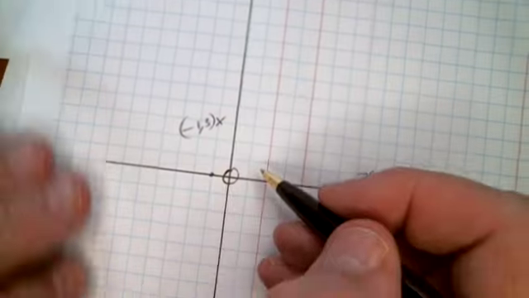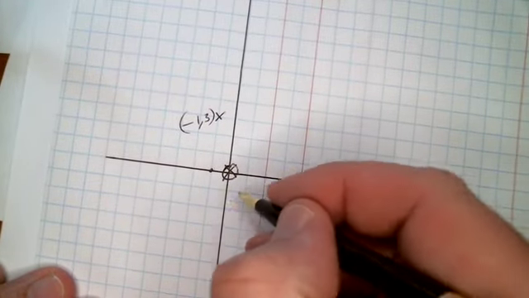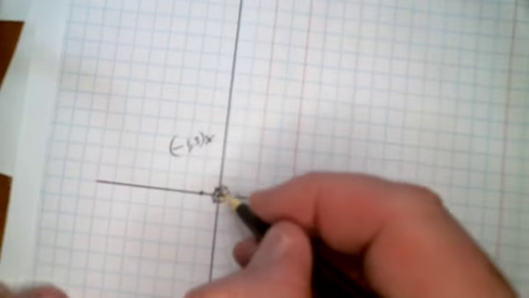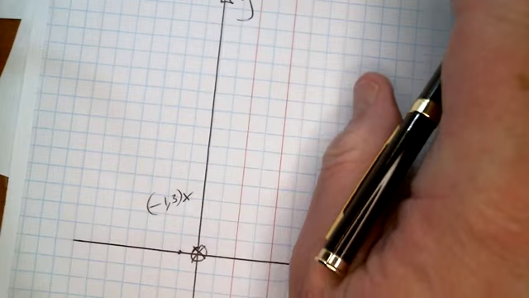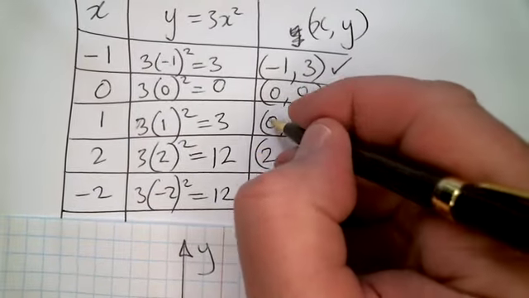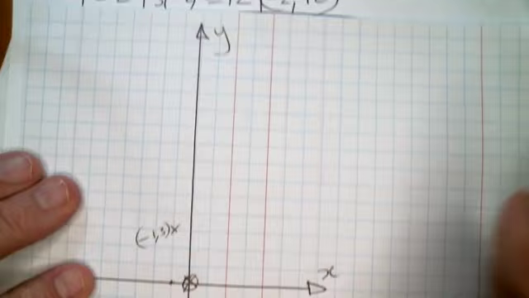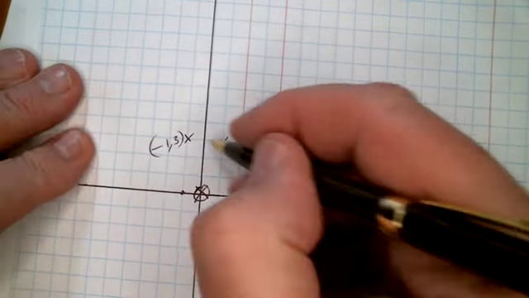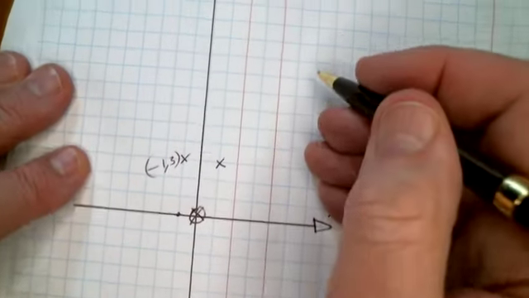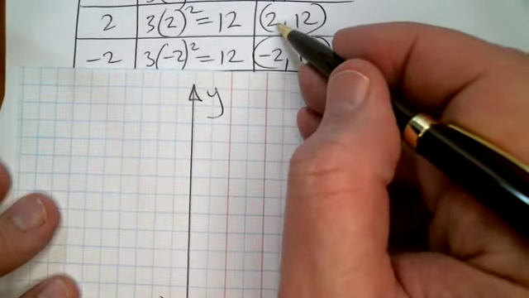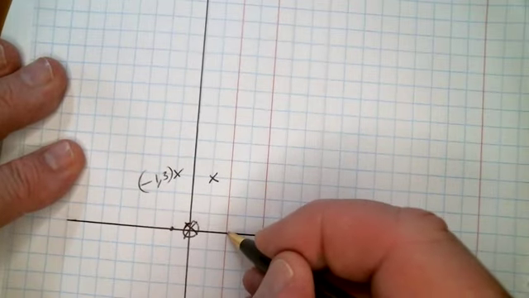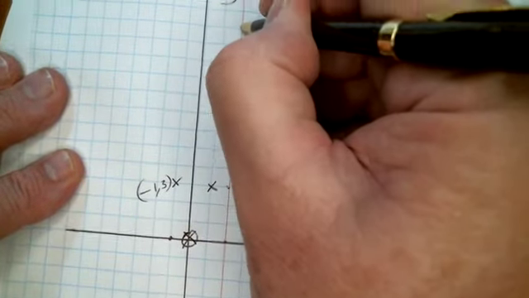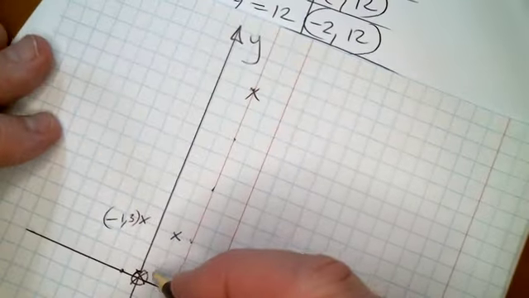0 comma 0, there it is. I'm not going to put the point for that one. But I've got a 1 comma 3. Oh, wait, sorry, that's meant to be a 1. So 1 along, 3 up. In any case, it is going to be symmetrical, so once I've got one side, I can pretty much write the other side in. 2 is going to be 2 and 12. So 2 along, and 12 up. 3, 6, 9, 12. There it is. You can see it's going to be a very steep parabola.